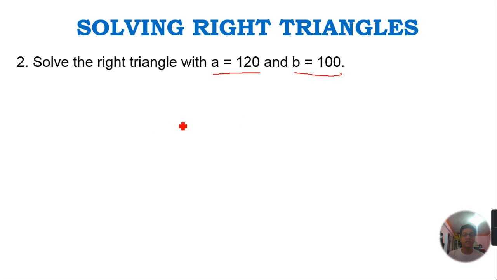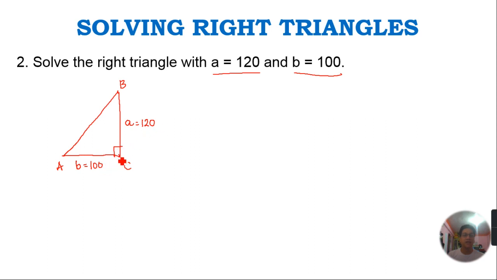Now, again, the first thing to do is to draw the right triangle. Okay, so I'm going to draw my right triangle again in this orientation. Alright, so this is angle A, B, and C. Okay, so we need to label. So angle A, opposite is side A. So this is 120. Then angle B, opposite is side B. So B is equal to 100. Now, these are only the two given.